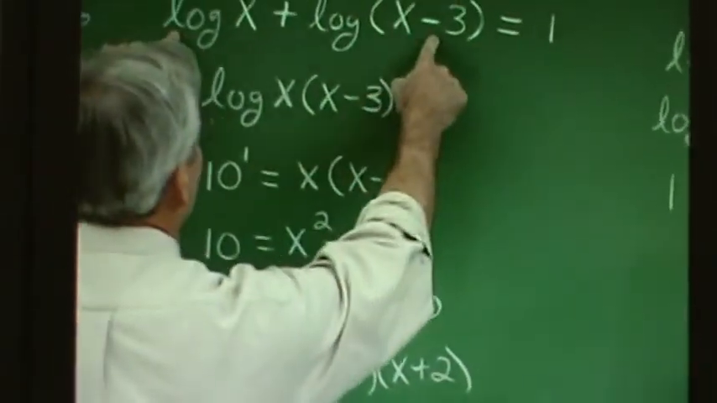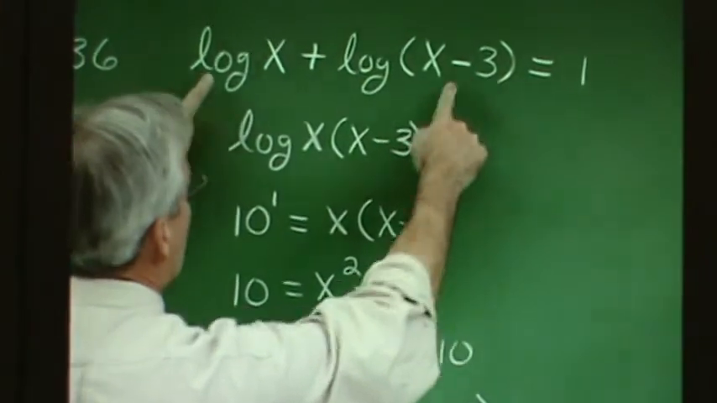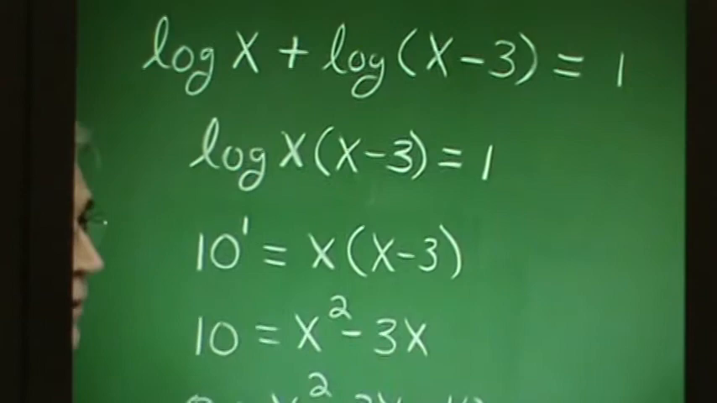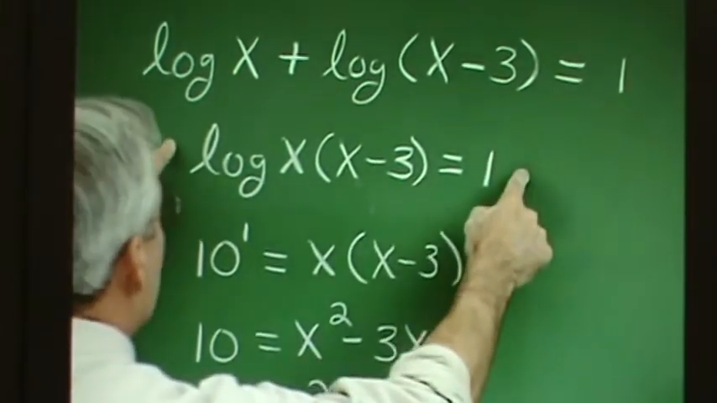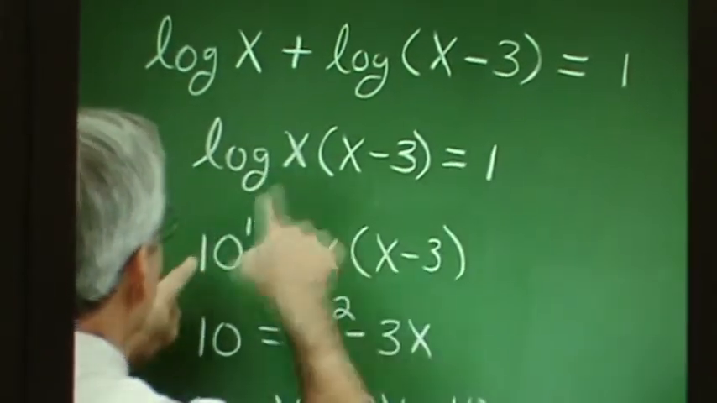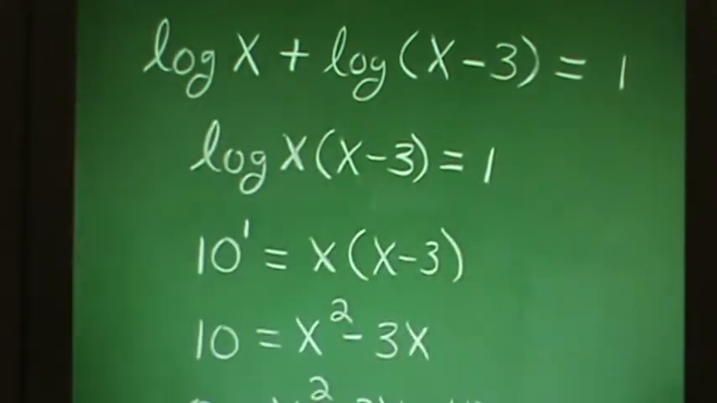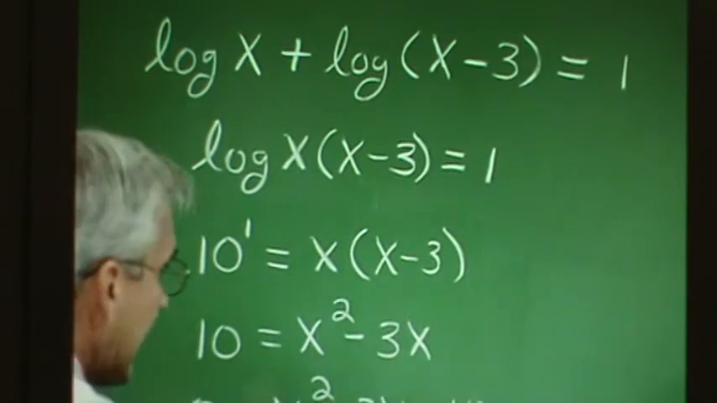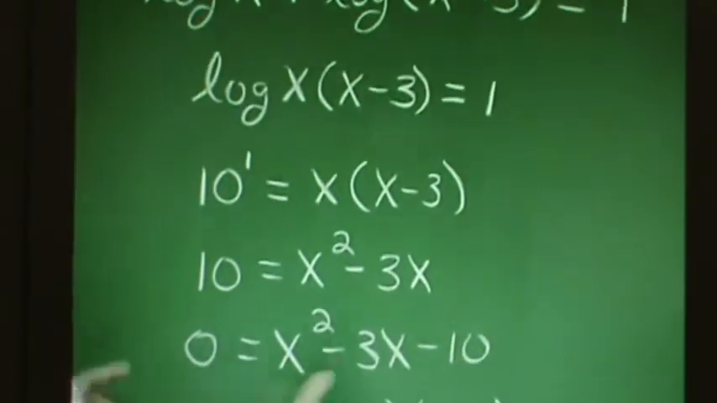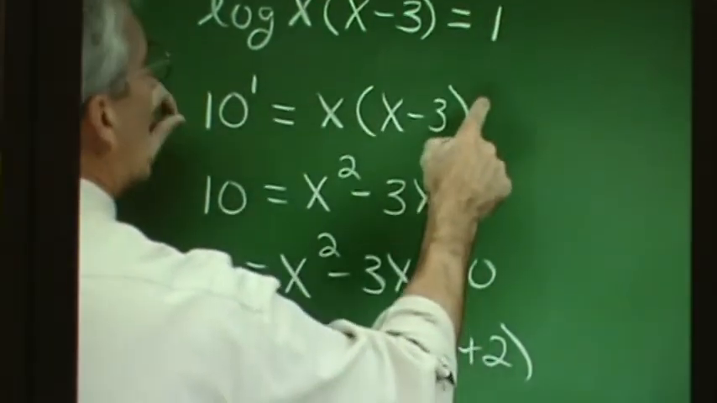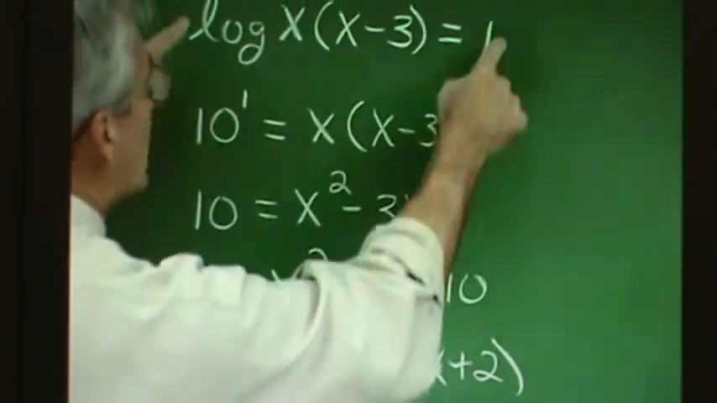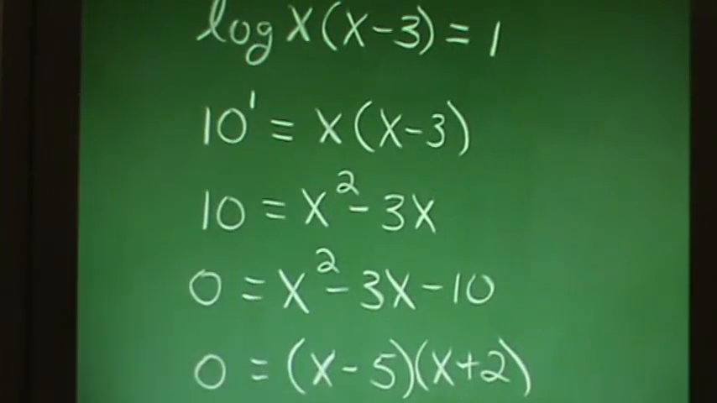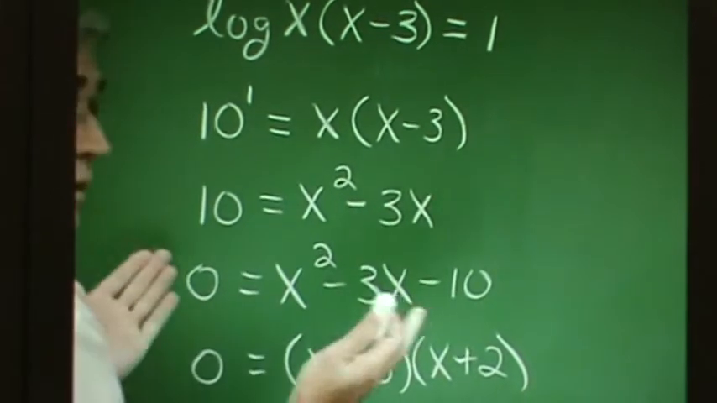So here we're combining these two by using our product property, and now we go right into that exponential form. Base exponent, so 10 to the 1 is equal to this product. And now this product turns out to be quadratic. So we have a quadratic equation. This is what I was talking about. When we go from log form to exponential form, we change the form of the equation. We don't know what kind of equation is going to come out, but we just deal with whatever we see.